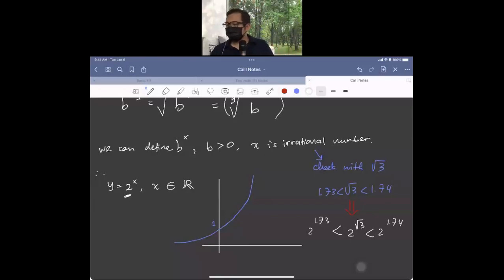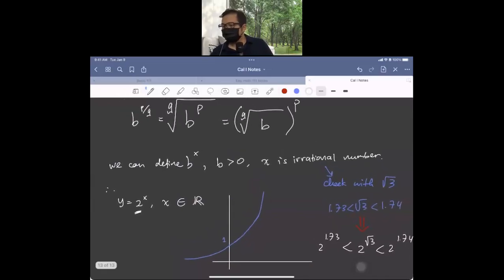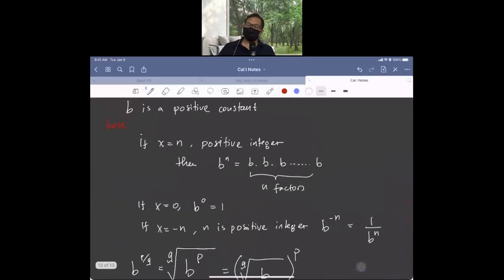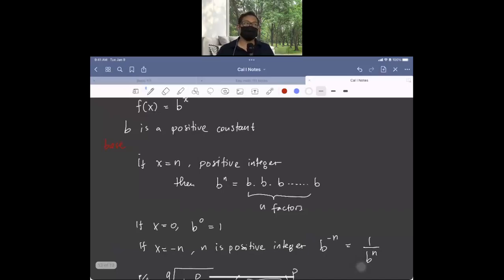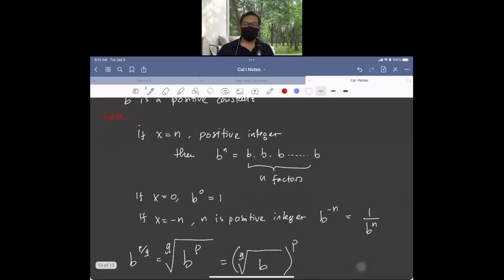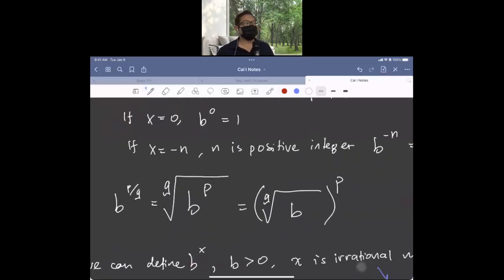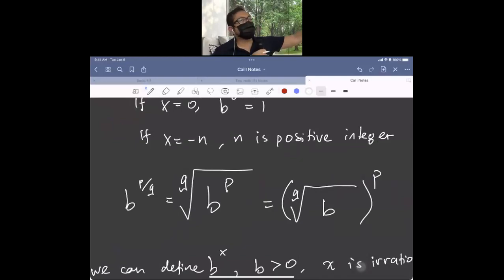Let me explain. At the beginning, I said that b, the base, is a positive constant, right? And we checked with positive integers, which you are familiar with. But the question is, if we can make this rational, like p and q, how about the irrational, which we cannot make into a rational form? It's still decimals, long decimals. How can we make sure that when we put the long decimals into our base, it belongs to the exponential function?